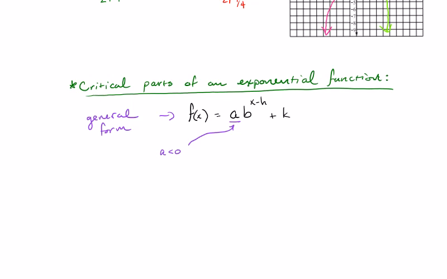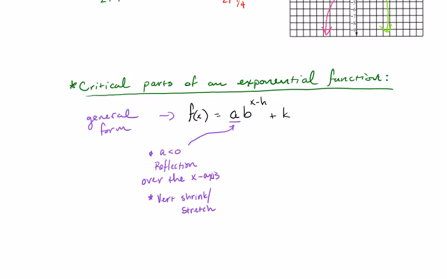So anyway, if a is less than 0, then that would be a reflection over the x-axis. Okay, and then it's your standard vertical shrinks and vertical stretches, right? If that kind of stuff is asked of you, hopefully you know what is being talked about.